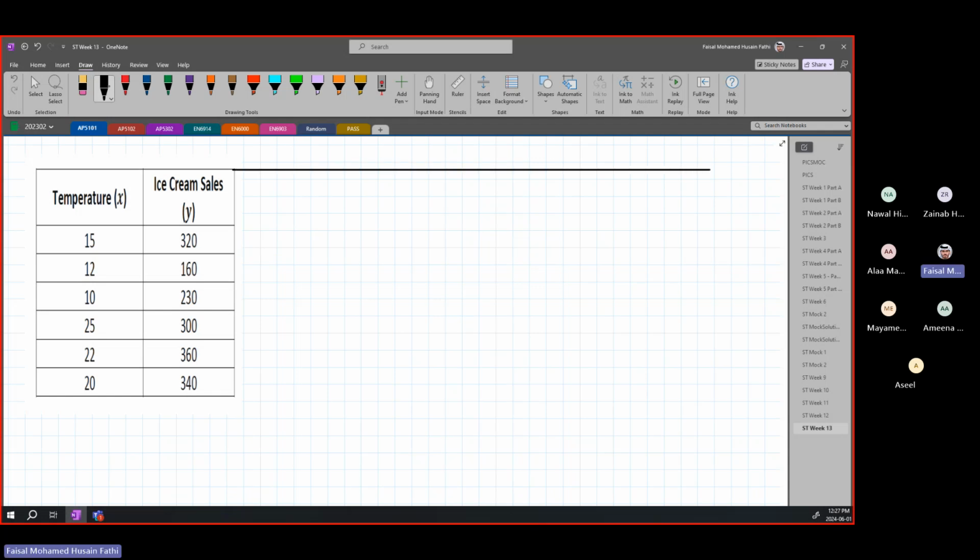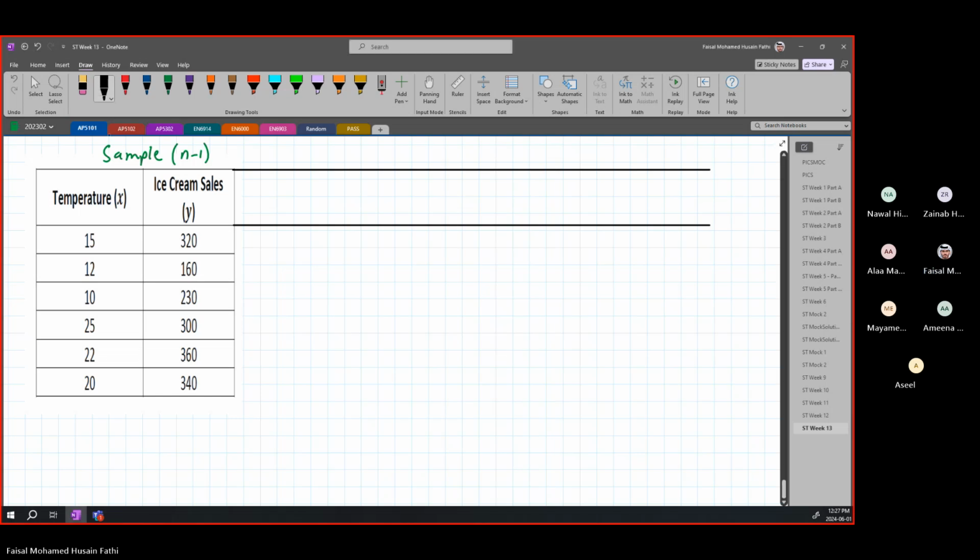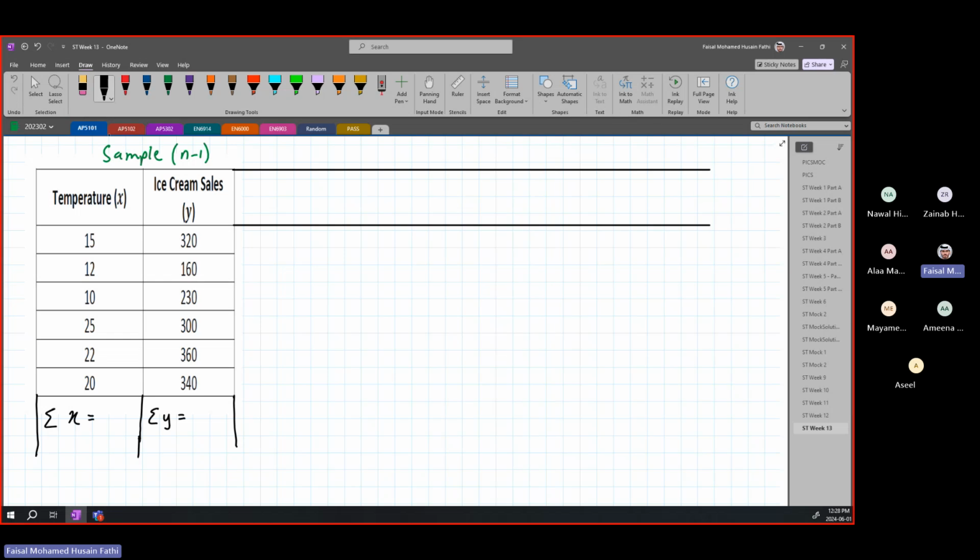First thing we need to find, remember the equation for covariance, we are talking about a sample, so we're using n minus 1. This is the difference between sample and population. We're going to look at the population one after this. So what is our first step? Our first step is finding sigma x and sigma y. In other words, we are just going to add up all these values.